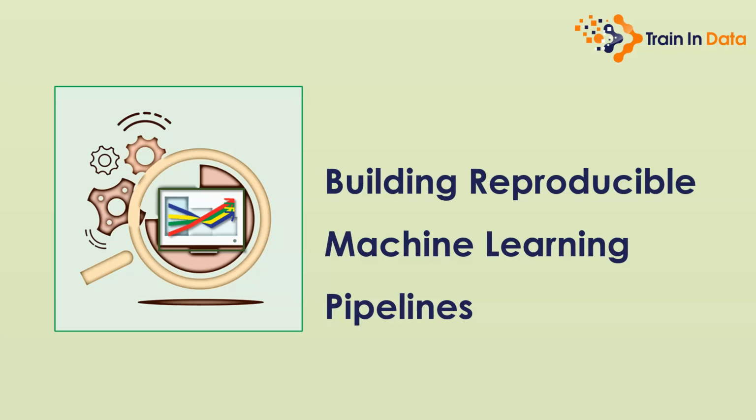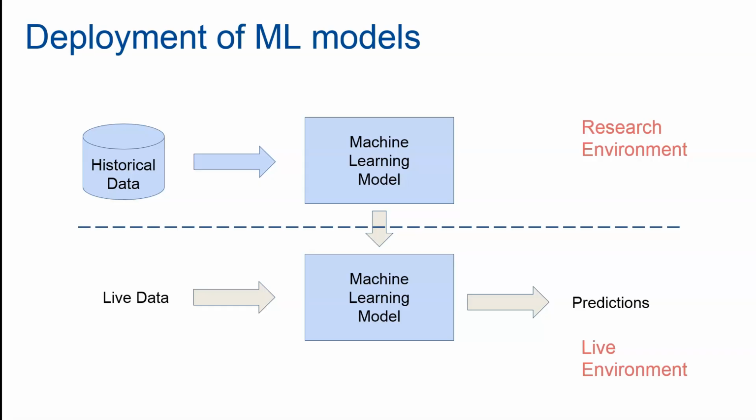In this video, I want to talk about building reproducible machine learning pipelines and why that matters. The deployment of a machine learning model is the process of making our model available in production environments where they can provide predictions to other software systems. When we develop our machine learning models, we do so in the so-called research environment.